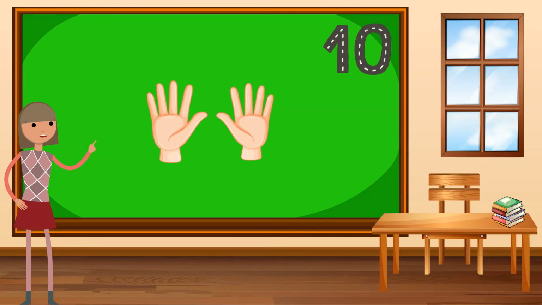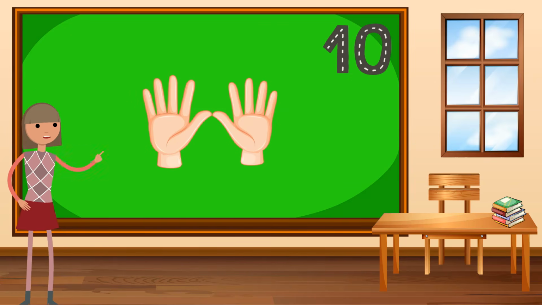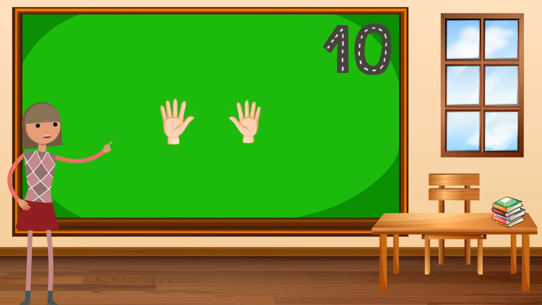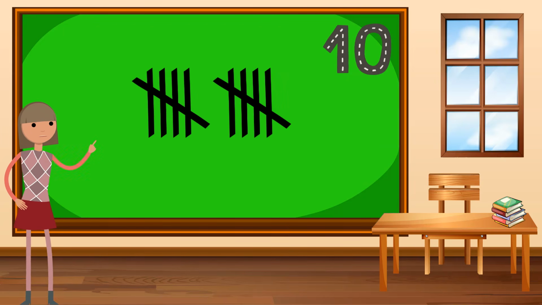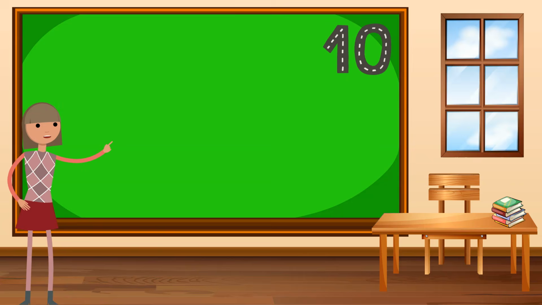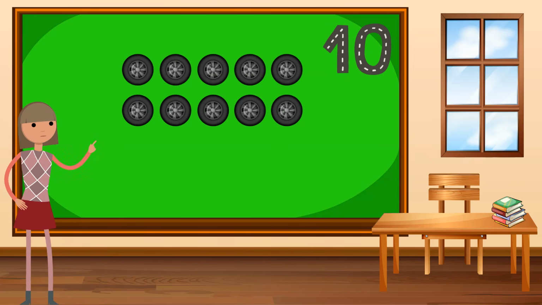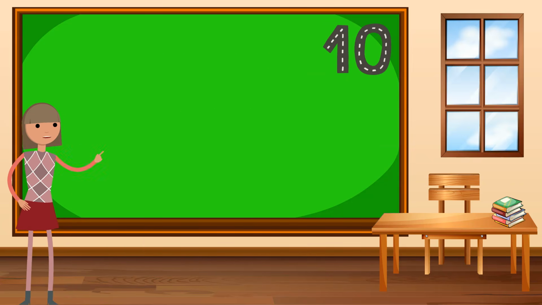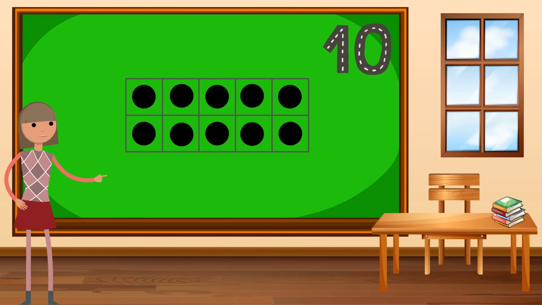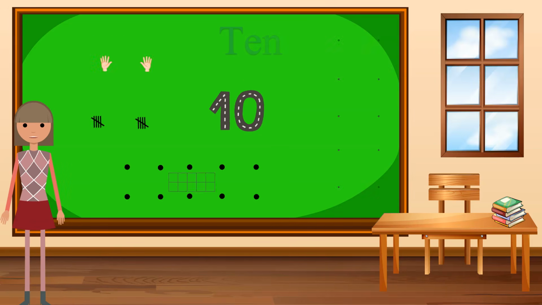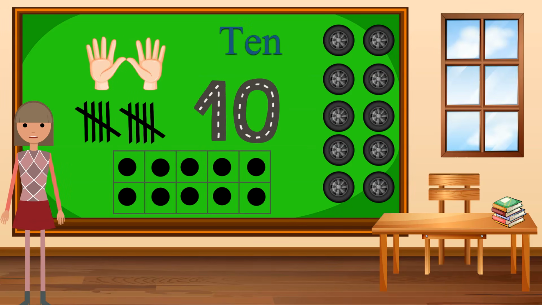You can show your fingers 10. You can use tally marks and mark 10. You can have 10 objects, or you can mark 10 dots on a tens frame. These are some of the ways you can use to represent number 10.